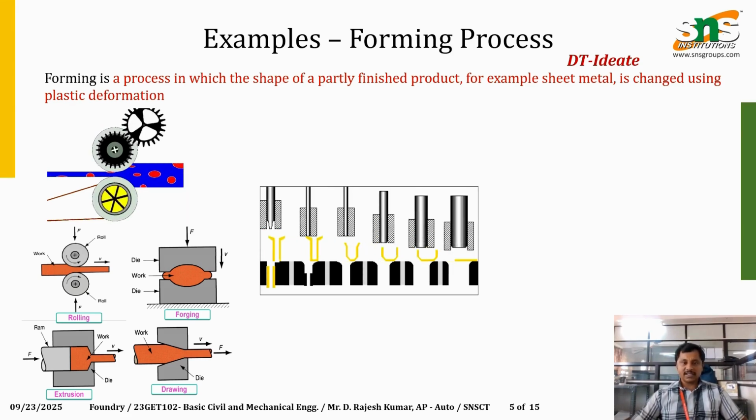The next process is forging. You can see here the material is placed in between the dies and an external force is applied. What happens? The material obtains the shape of the die. This is the example of forging. Here the main application is the creation of a finished product by acquiring the shape of the die.